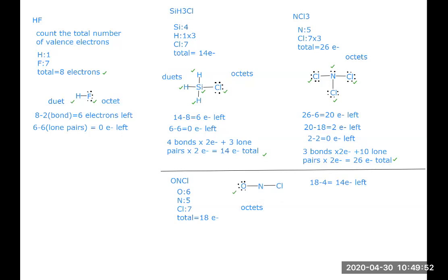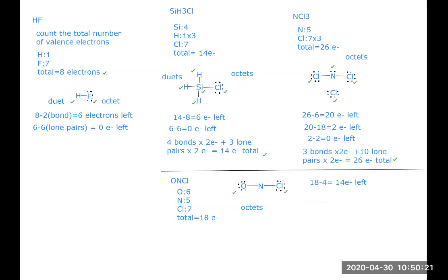So let's do those lone pairs on the chlorine. 1, 2, 3, 4, 6. So 6 electrons around chlorine, plus the 2 from the single bond. That's an octet for chlorine, right?